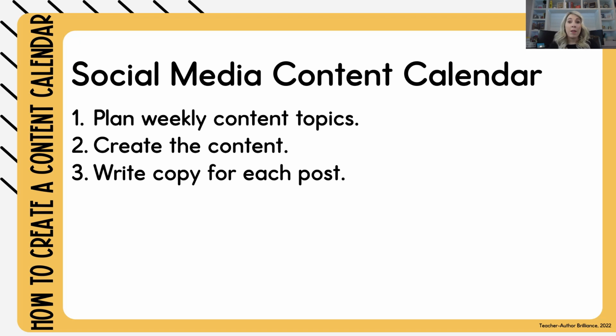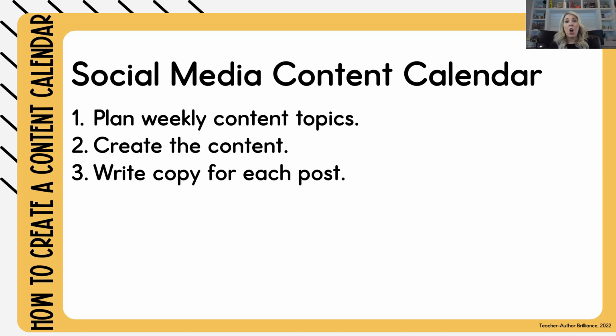Then you'll write copy for each post. Now, if on your content calendar, you also include weekly topics for emails and blogs, you might not write all your emails and blogs in one sitting, but you can at least get those ideas out and some copy for each one so you know where to go when you're writing that email and blog.